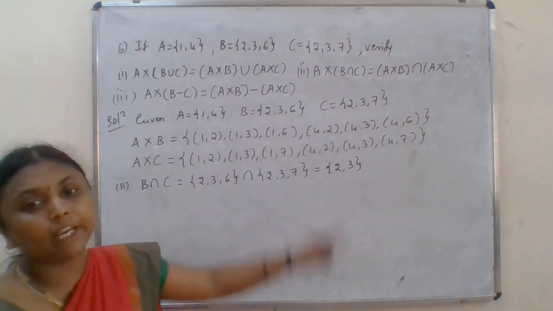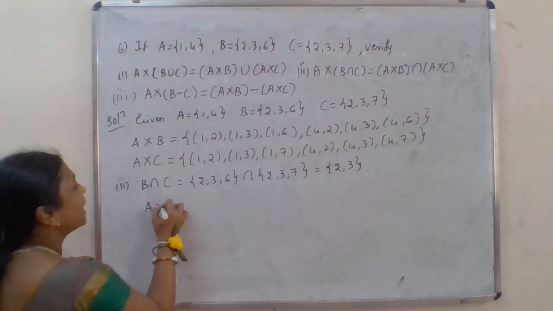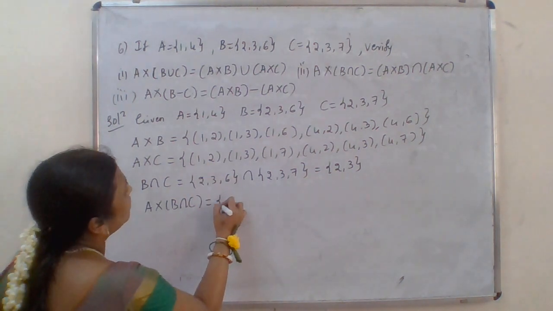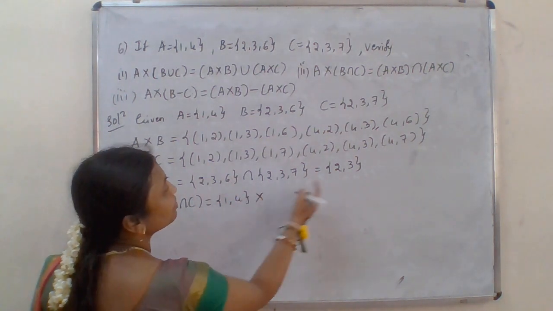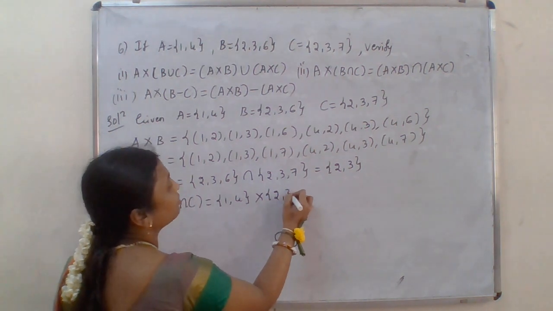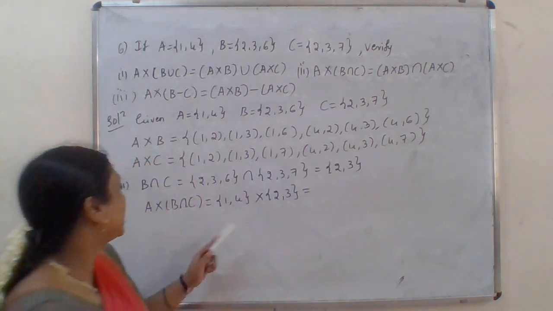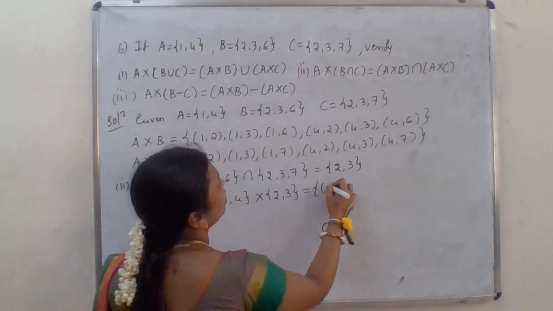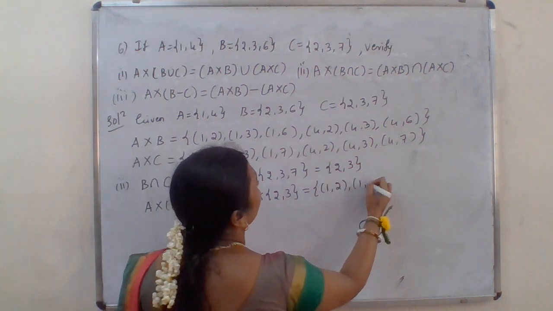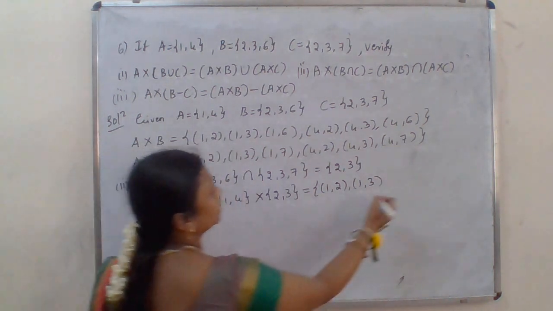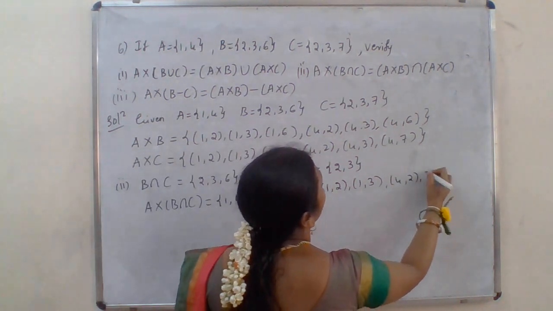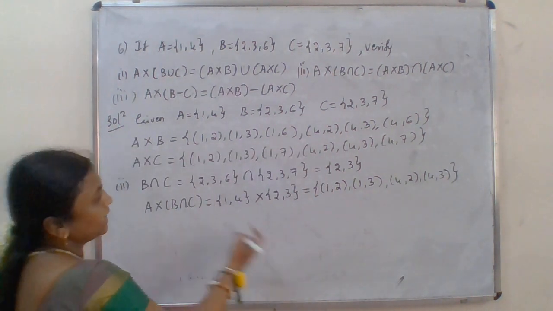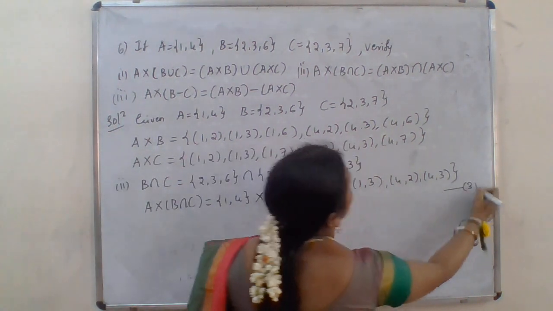Now A cross B intersection C. So what is your A? 1 4. Okay, cross B intersection C is 2 3. So multiply, solve it. So 1 2, 1 3. Next to 4 2, 4 3. Okay. Next one. A cross B intersection C. Call this equation number 3.